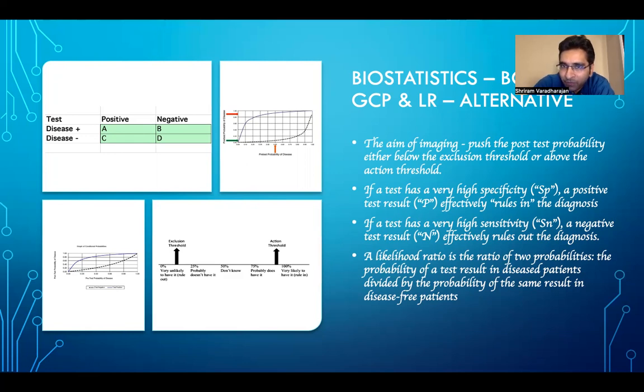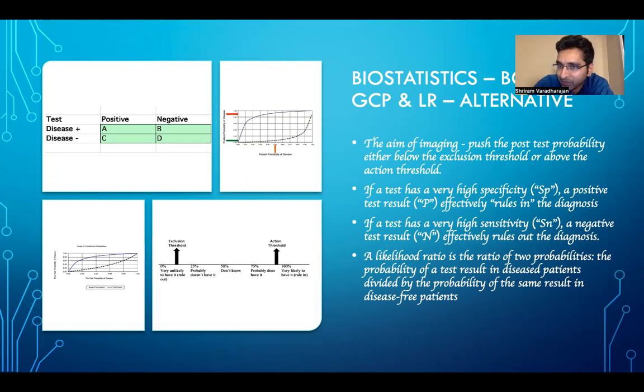When a patient comes in for a diagnostic test, we have a pre-test likelihood ratio that the clinician gives us. What is the probability that this patient is going to have the disease that is suspected? And then we use a test that usually has high specificity as well as high sensitivity. And we use a trade-off between these.